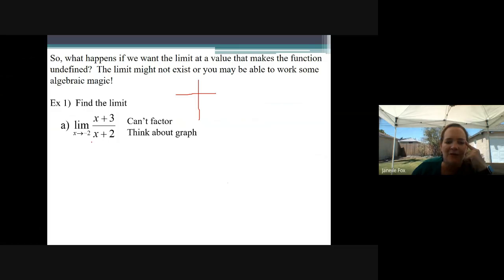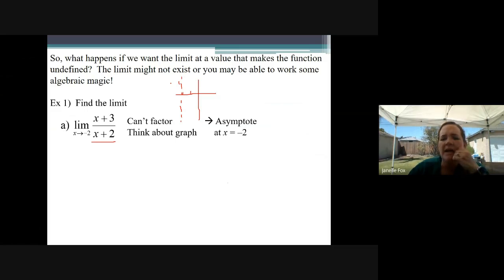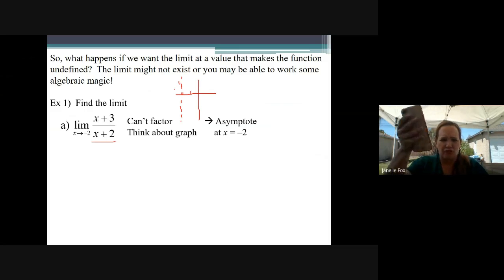Remember how if you have x plus 2 on the bottom, there's an asymptote at x equals -2. Okay, so you have an asymptote, and the graph swoops in 2 different directions. In fact, I'm going to pull up Desmos super quick just so I can see what this graph looks like, just to confirm.